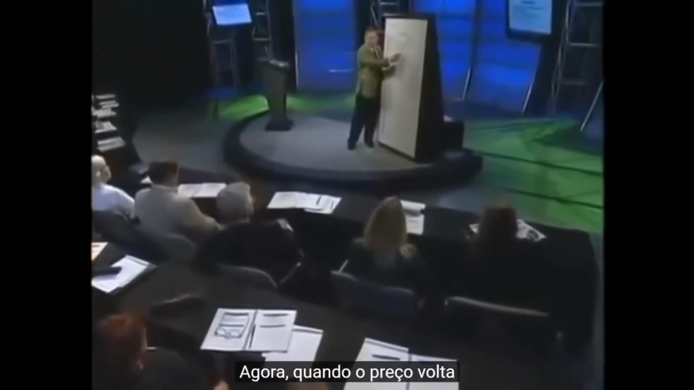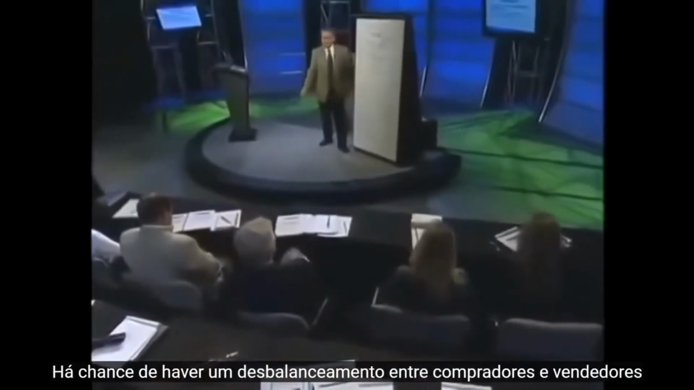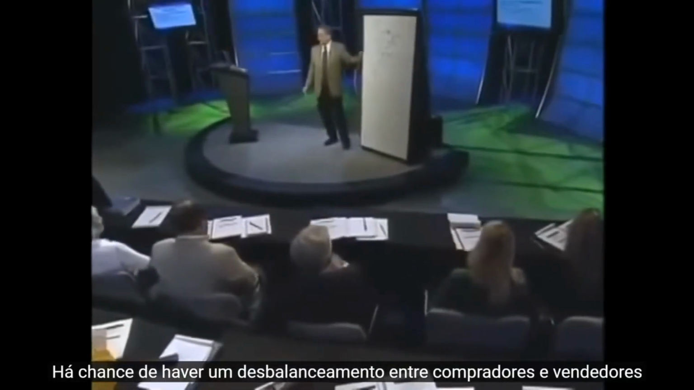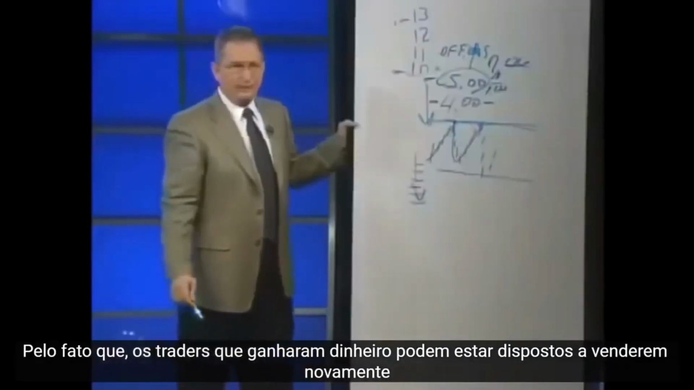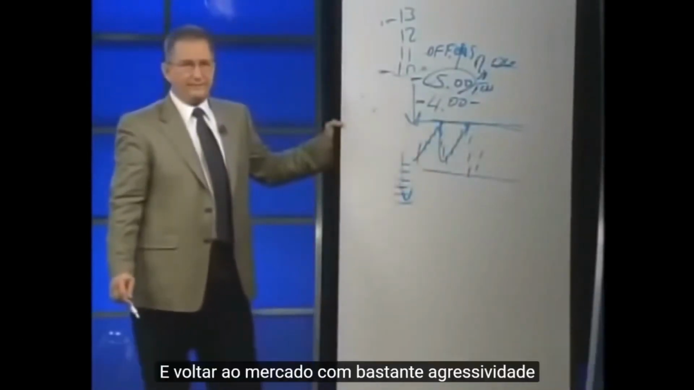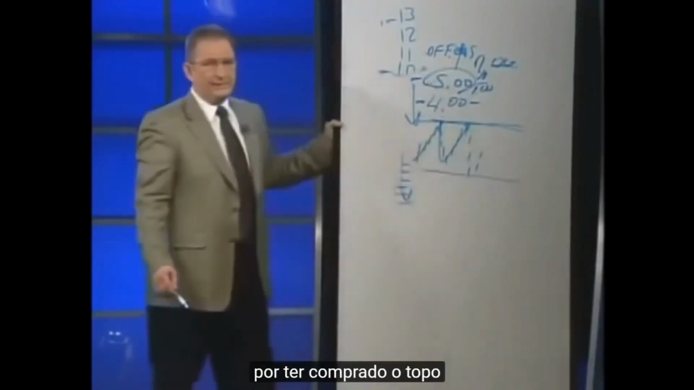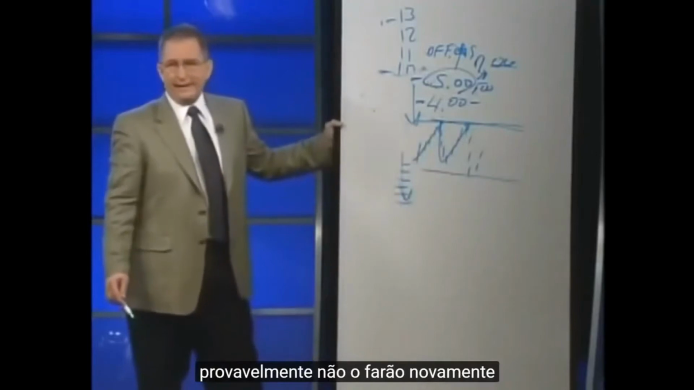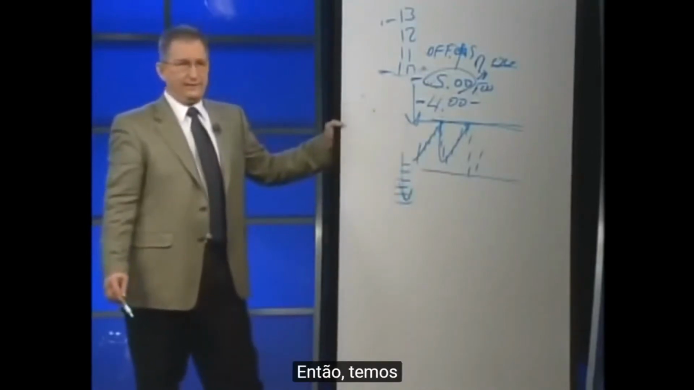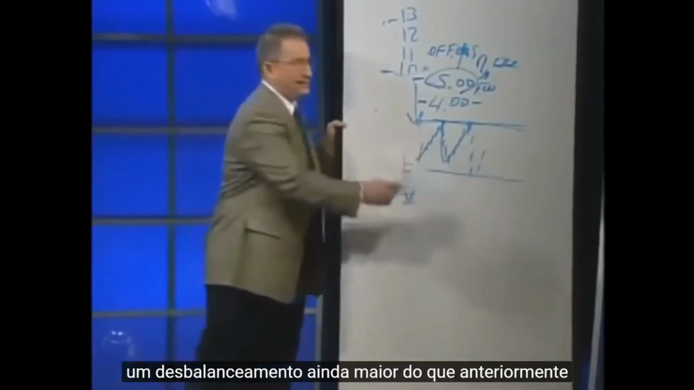Now when the market comes back again to the same price level, chances are there will be an imbalance between the buyers and the sellers. Just by the mere fact that the people who made money are going to be willing to trade it again and come into the market maybe with a lot of ferocity. And the traders who lost money by buying that high are probably not going to be willing to do it again. And so what you have is even more of an imbalance than existed the last time.